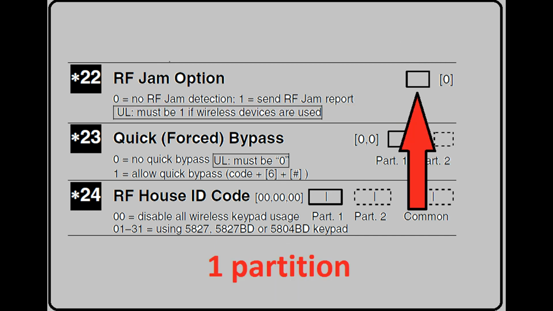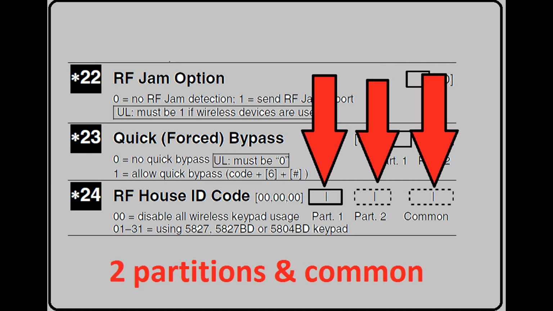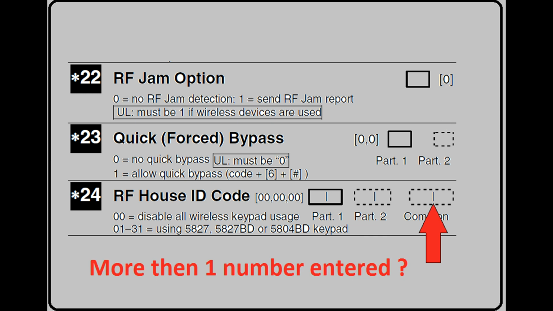So as I mentioned before, a single box requires a single data entry. If you have two boxes, that means this command is used in both partitions. You will need to make 2 data entries. And finally, when you see 3 boxes, you'll need 3 data entries, 1 for each of the partitions plus a common. This manual is for both the Vista 15 and the 20s. So when you see a dashed line on the boxes, that means only the Vista 20 series can do that command. And as near as I can tell, when you have a line in the data entry field, it seems to show you may need more than a 1-digit number for that field. For example, you normally put in the numbers 1 through 9. Here, you may need to put 10, 11, 12, etc.